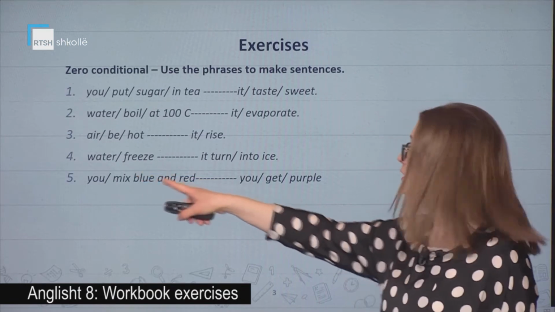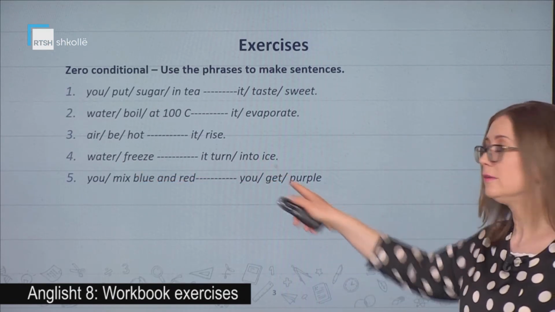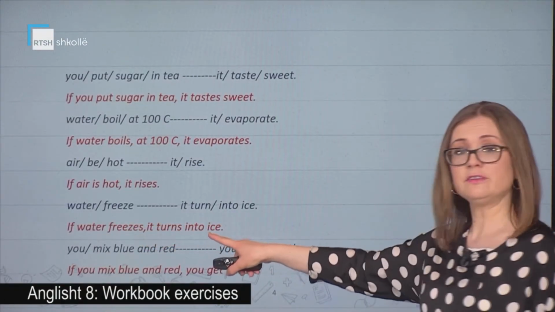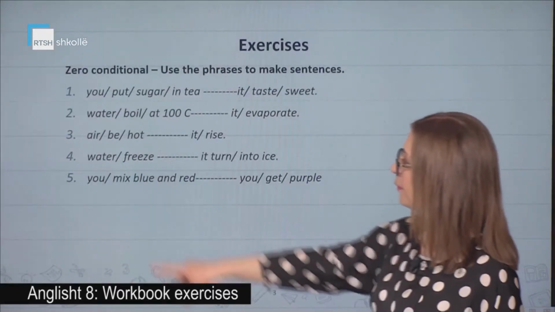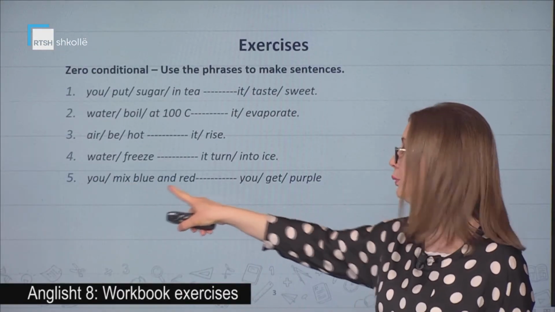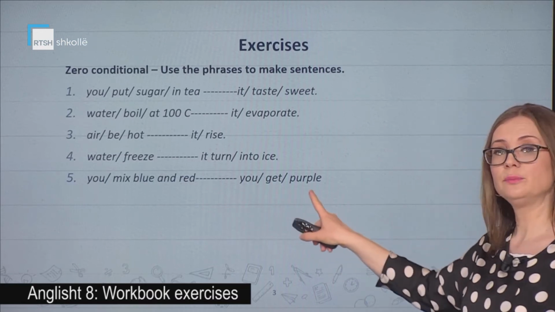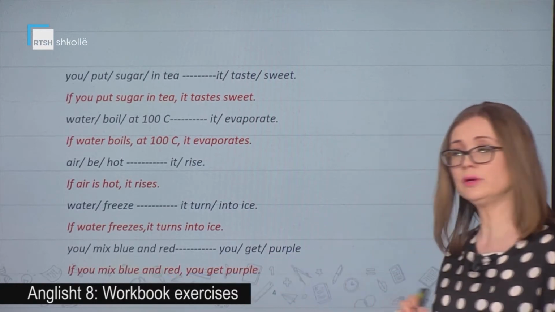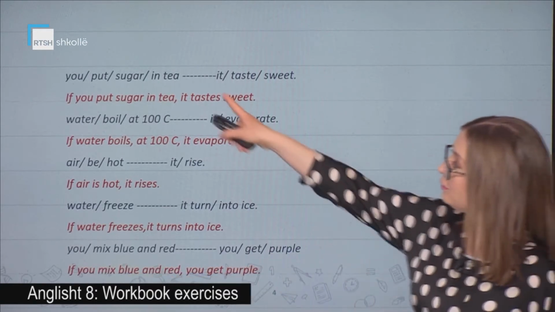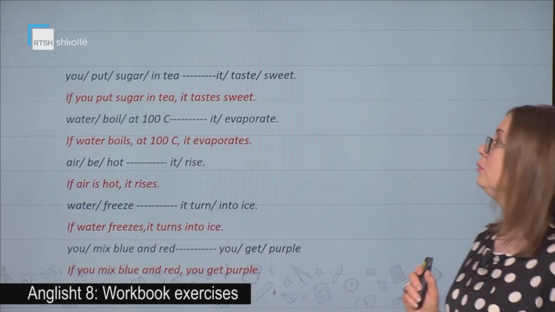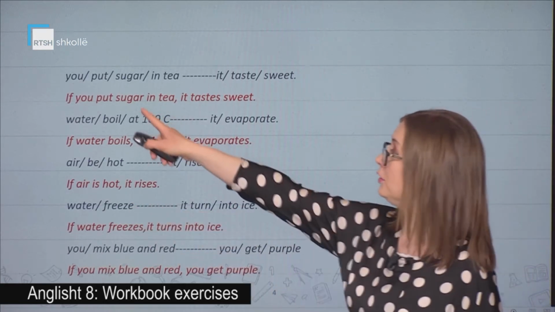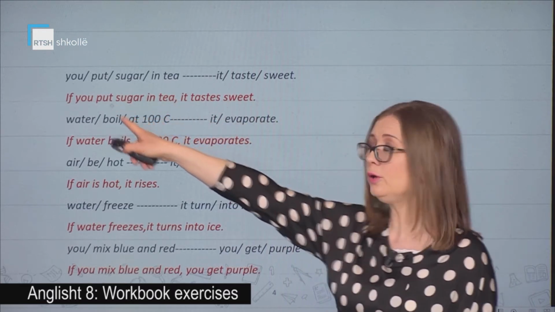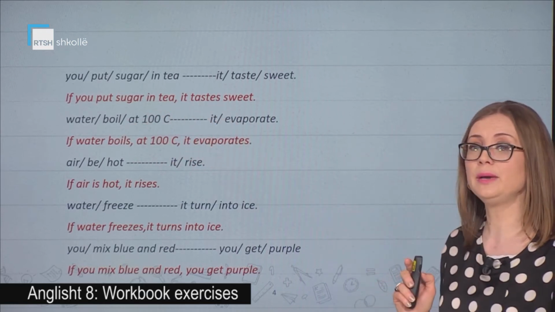Water freeze, it turn into ice. If water freezes, it turns into ice. You mix blue and red, you get purple. If you mix blue and red, you get purple. If you notice the sentences, we used the present simple in both parts of the sentence. So we have present simple at the if clause and present simple at the main clause.